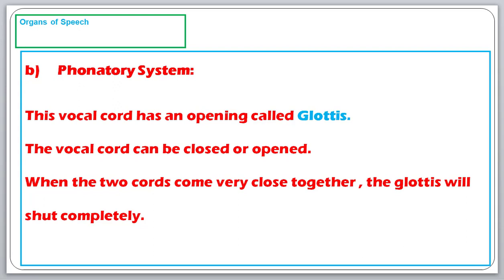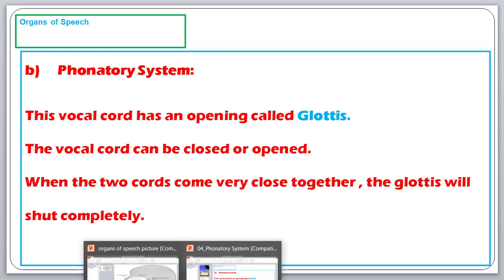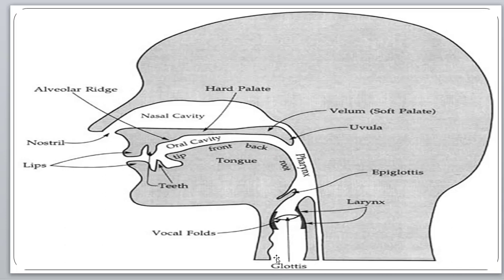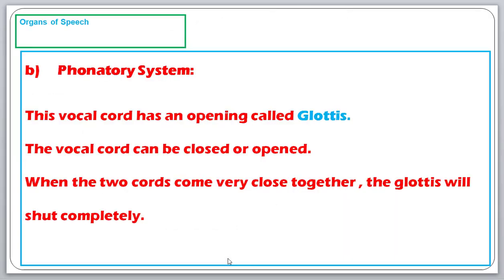The vocal cord has an opening called the glottis. For example, see, this is the windpipe. On the top of the windpipe there is the larynx, and between the larynx there is a lip-like structure called the vocal cord, and the lip-like structure has an opening which is called the glottis. See, there is an opening which we call the glottis. This vocal cord can be closed or opened.